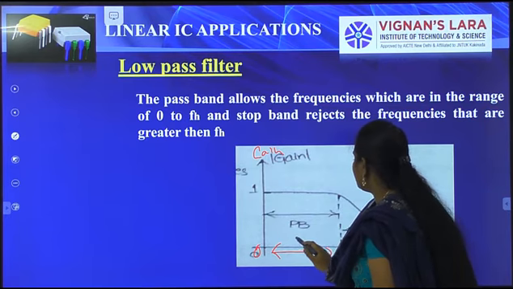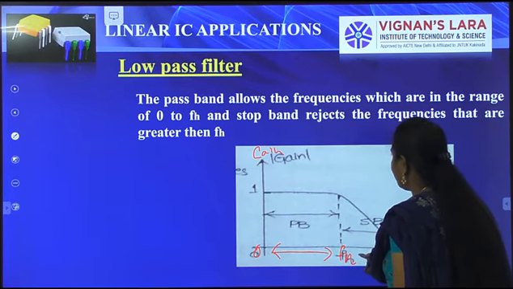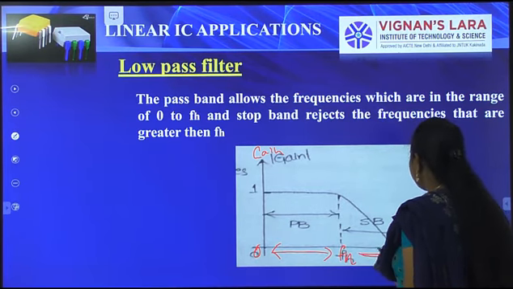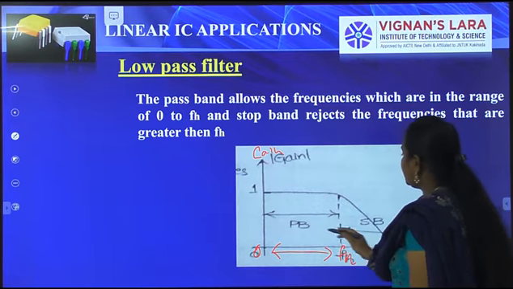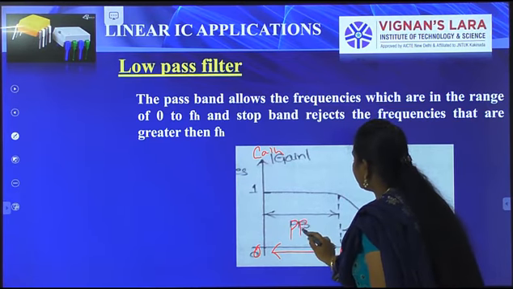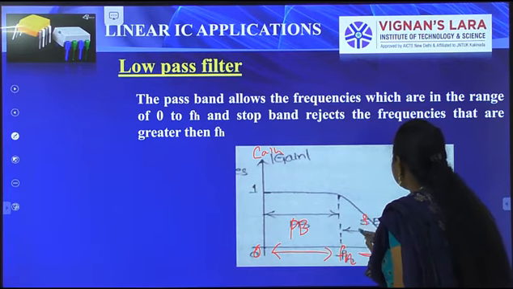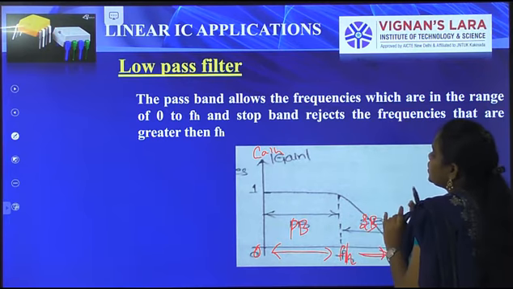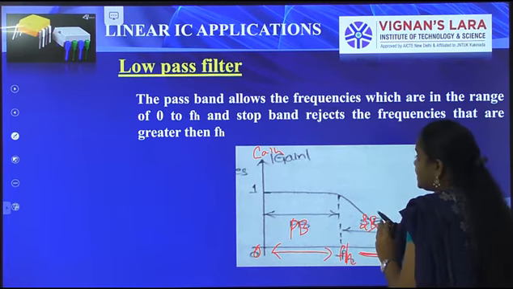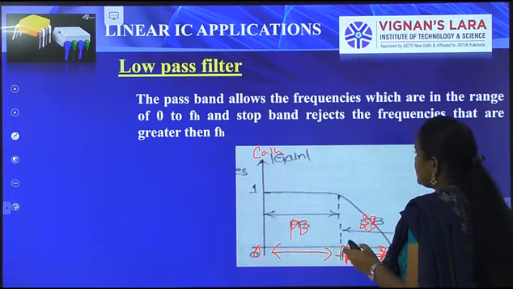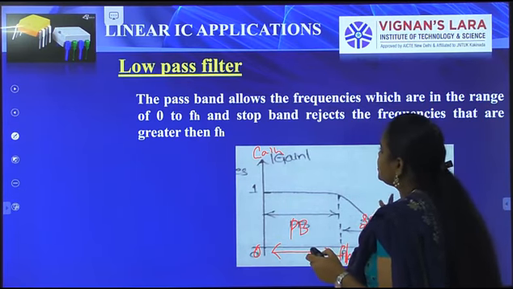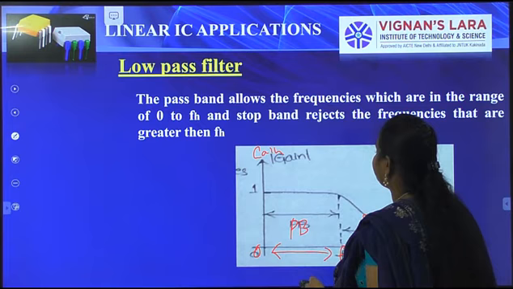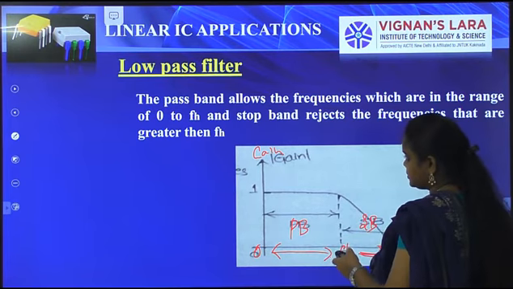From 0 to FH it is allowed, and greater than FH it will not be allowed. So here the pass band is represented as PB, that means pass band. Here we represent SB, that means the stop band. It allows only the frequency values from 0 to FH and eliminates those greater than FH. So it is a low pass filter: it allows only the lower frequency bands, values from 0 to FH, and rejects values greater than FH.